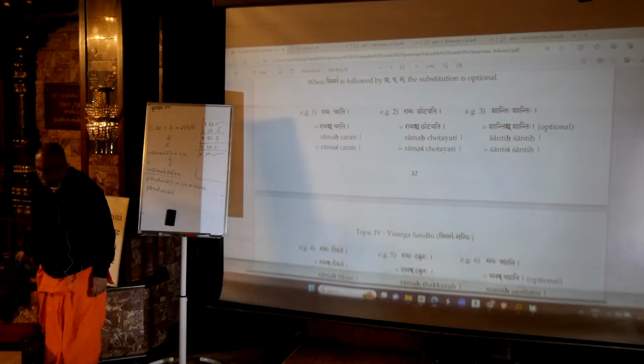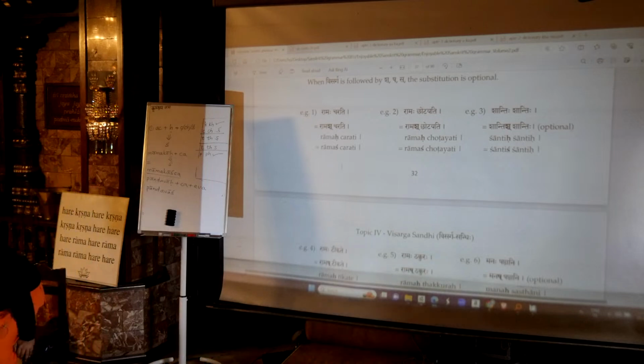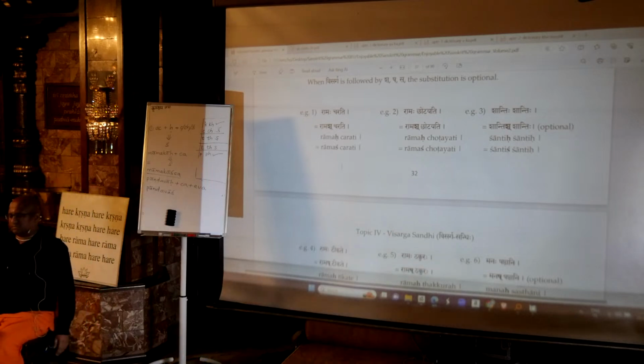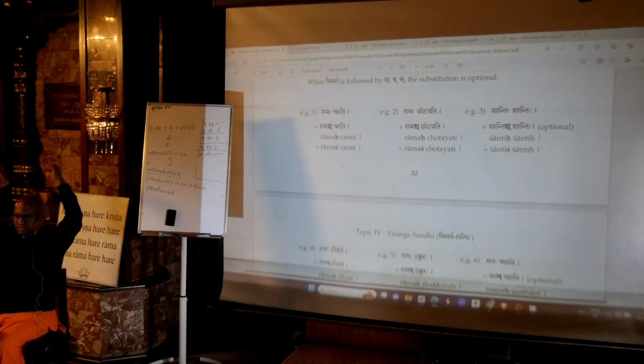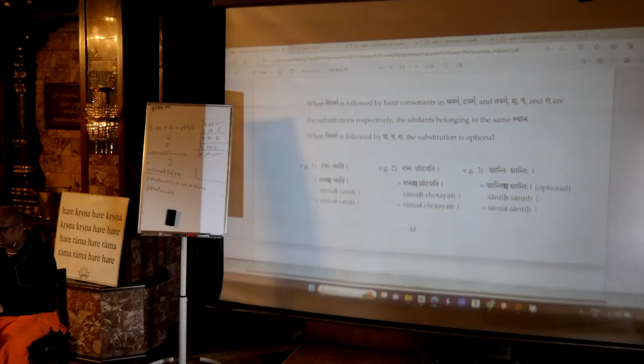So, like that. Ramaha Charati becomes Ramash Charati. Ramaha Chotayati, Ramash Chotayati. So, like that. The Sha comes at many places. You know, Bhishmaha plus Cha. What will it become?